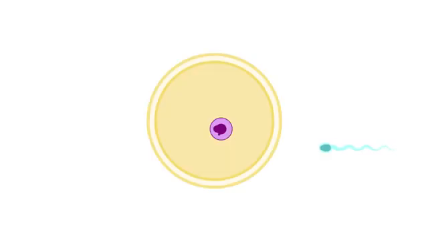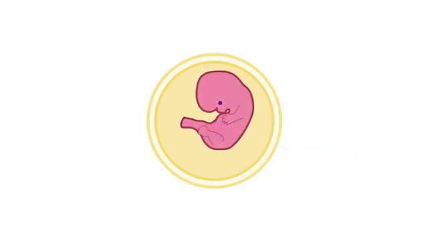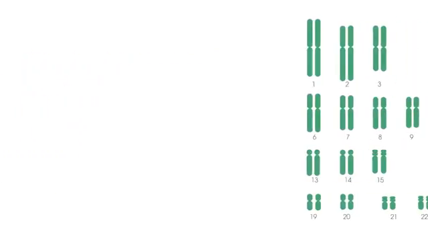If a mutation happens in a sex cell or gamete and fertilization happens, then all of the cells of the embryo or fetus and a baby will carry this mutation. This is what happens in Down syndrome.